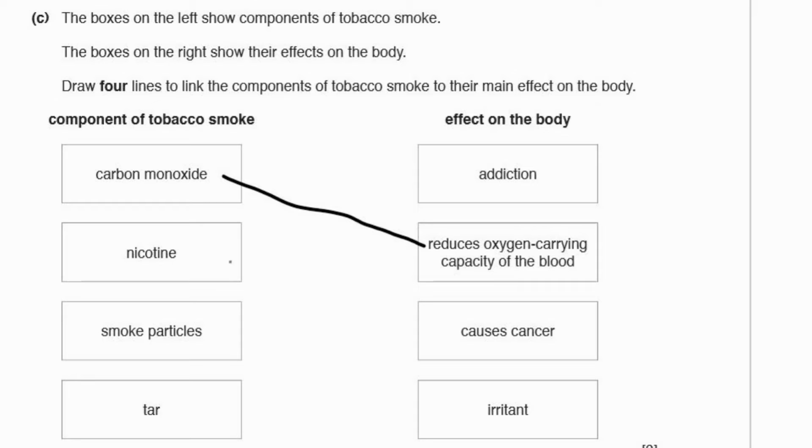Nicotine is what makes cigarettes addictive. The smoke particles are big and they irritate the lining of the lungs and the trachea, so they're an irritant. And the tar is full of lots and lots of chemicals that stick to the sides of your airways, and it causes cancer. All right, that's it.